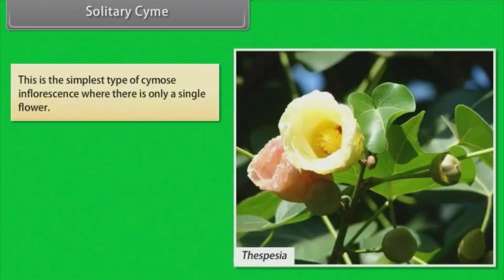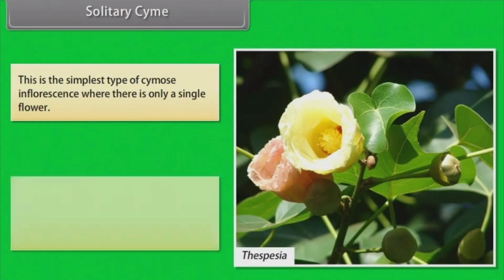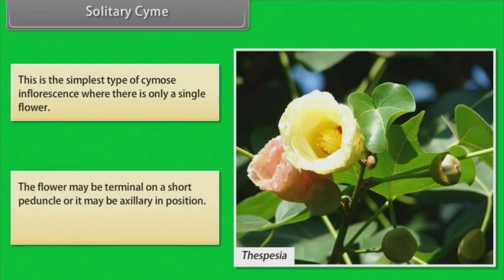Solitary cyme. This is the simplest type of Cymose inflorescence, where there is only one single flower. The flower may be terminal on a short peduncle or it may be axillary in position. Example, Thespesia.